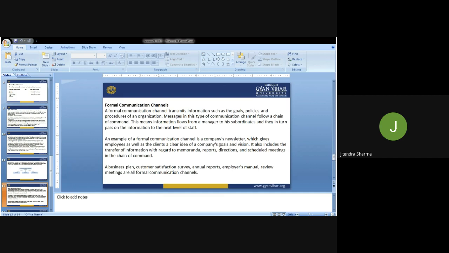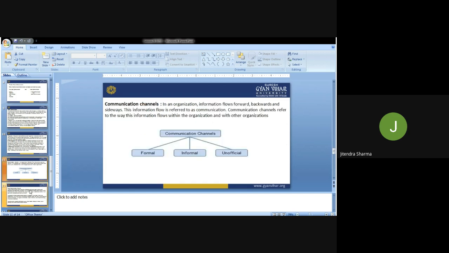An example of a formal communication channel is a company's newsletter, which gives the employees as well as the clients a clear idea of the company's goals and vision. It also includes the transfer of information through memoranda, reports, directions and scheduled meetings in the chain of command. A business plan, customer satisfaction survey, annual report, employee manual, review meetings, and letter writing between managers, all under the protocol, are called formal communication channels. This is very important for any organization, which has to run the show with the formal channel. So the first of these three channels, the formal channel, we have discussed thoroughly.